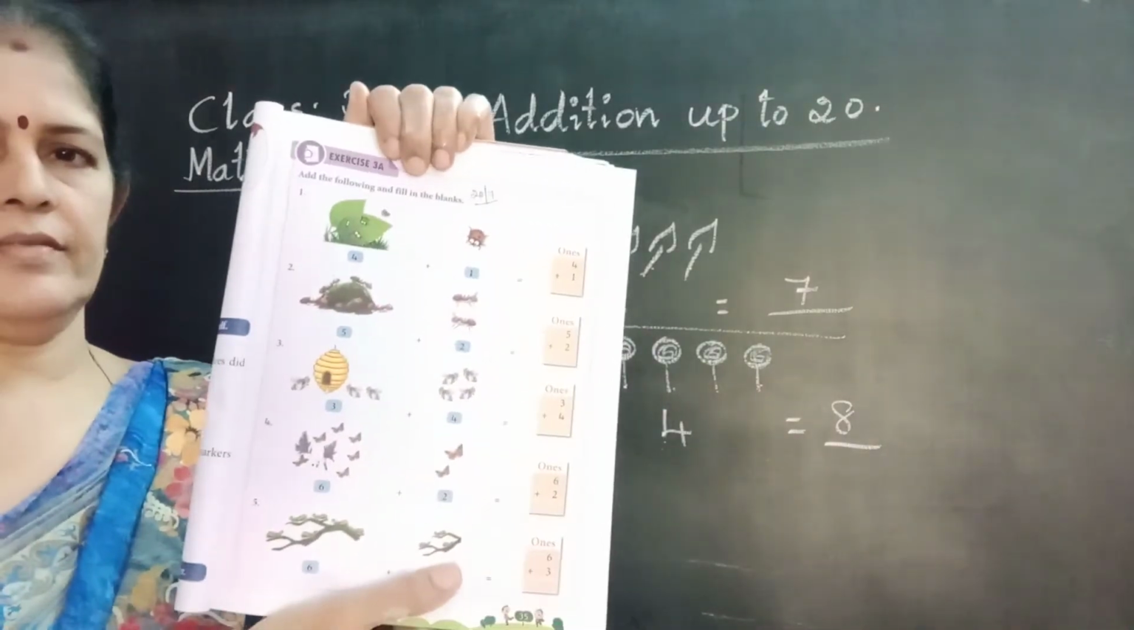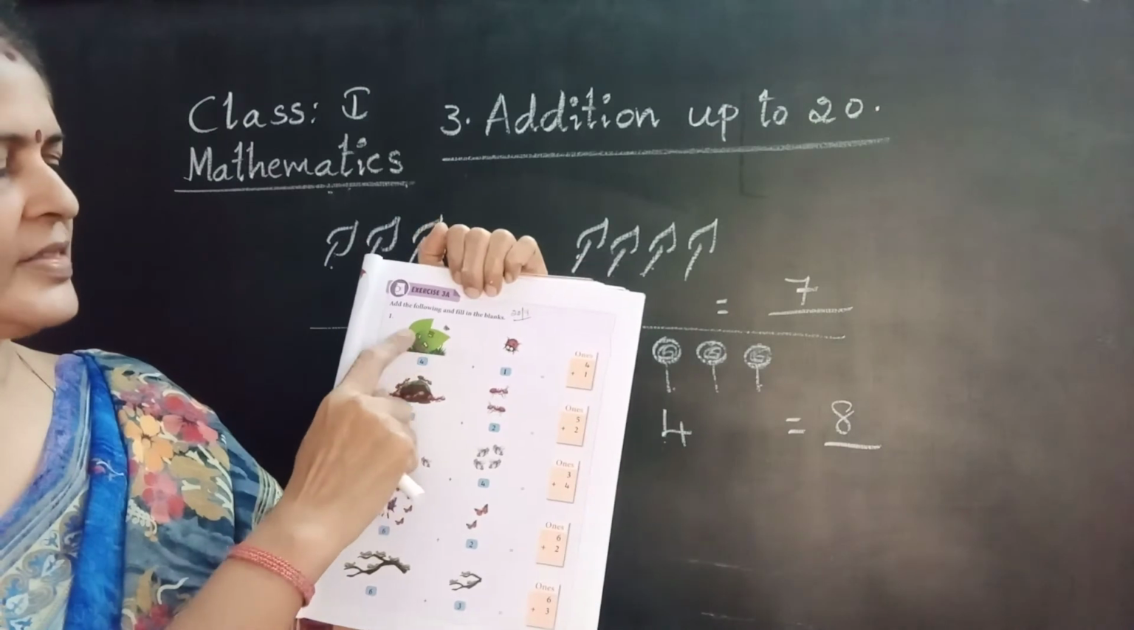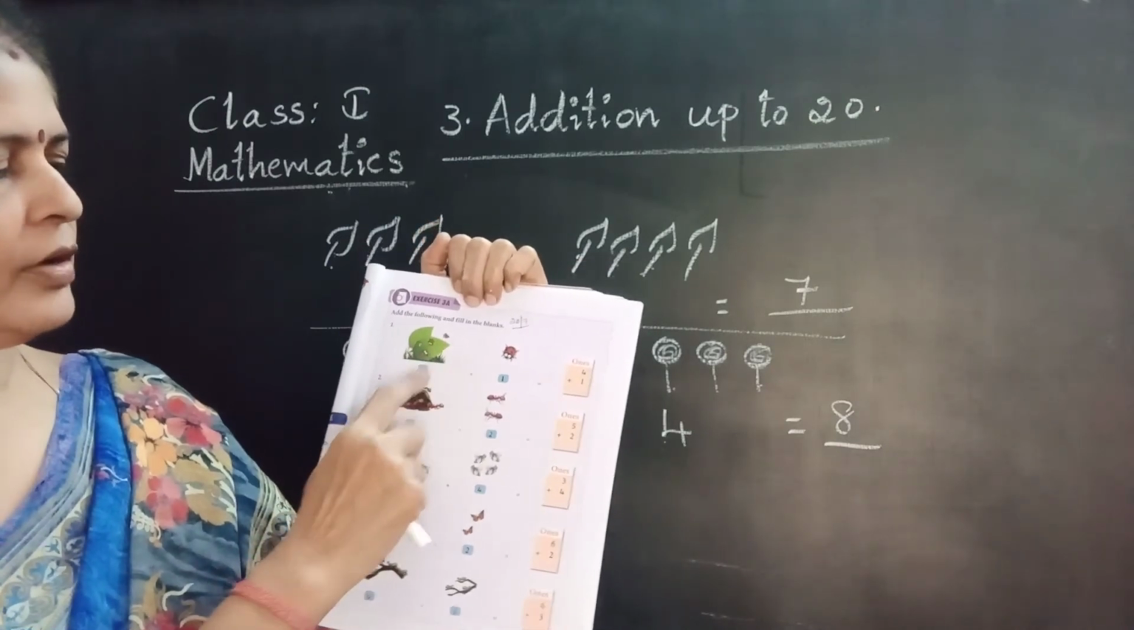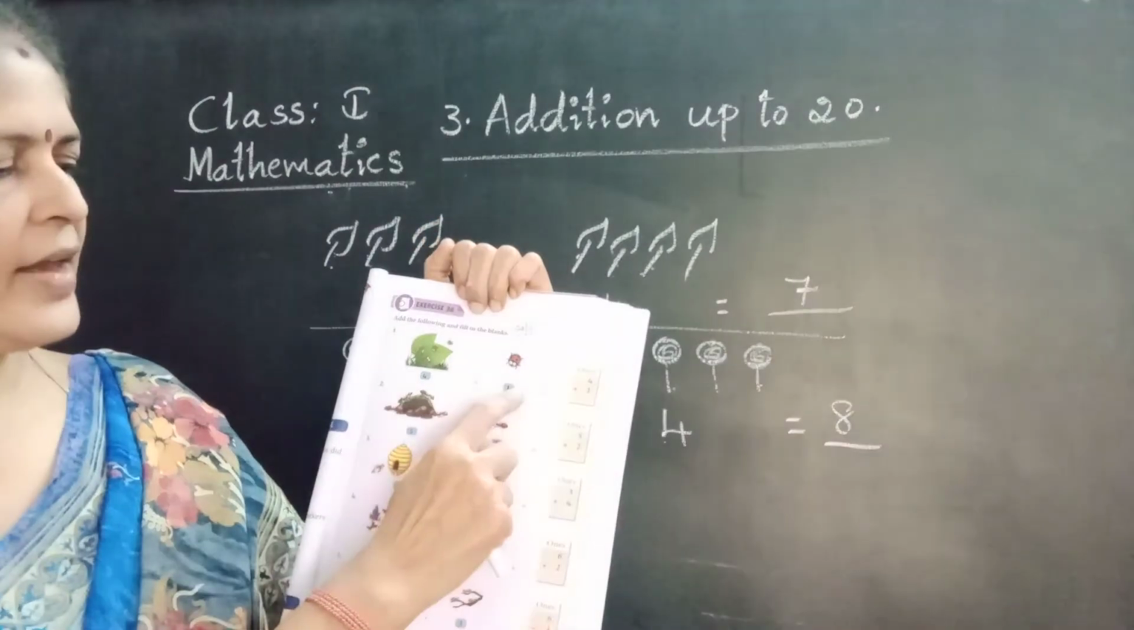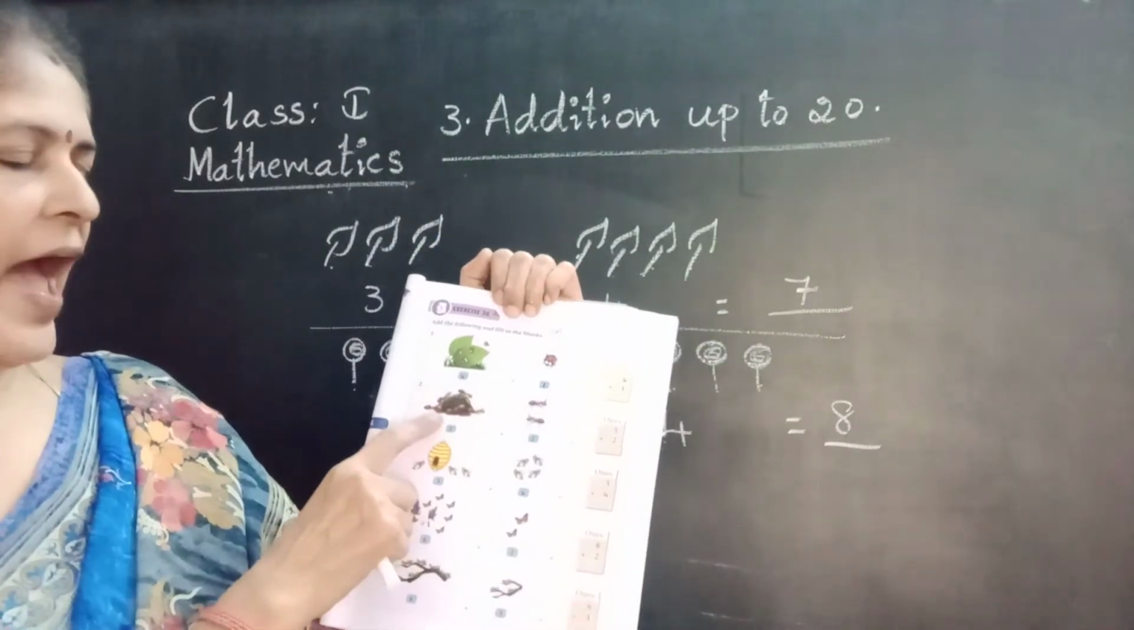Exercise 3A. Bugs. 1, 2, 3, 4. 4. 1. 4 plus 1 equals 5. Again. Next one. Ants.